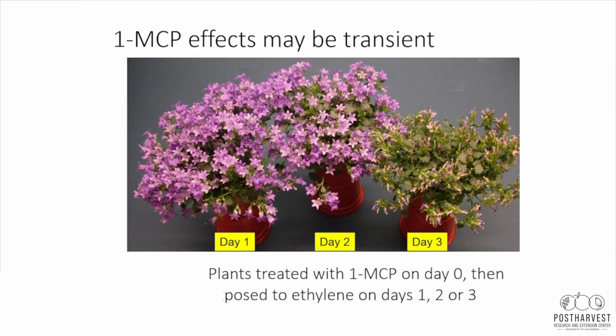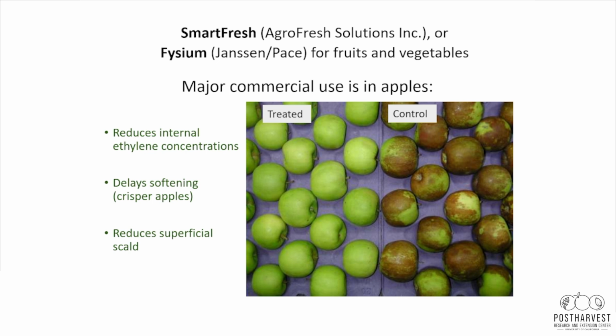Examples of 1-MCP effects in plants can be transient, as I said, if there are new receptors forming. After 3 days, for example, in this case, plants that were exposed to ethylene showed the effect of ethylene with degradation of air quality. The major commercial use of MCP is in apples.